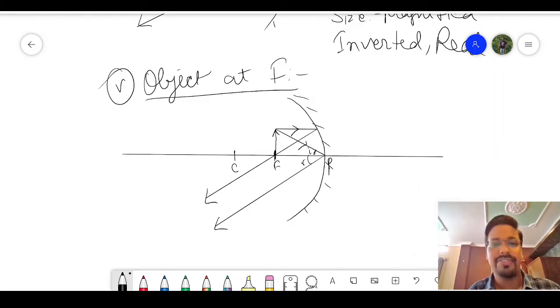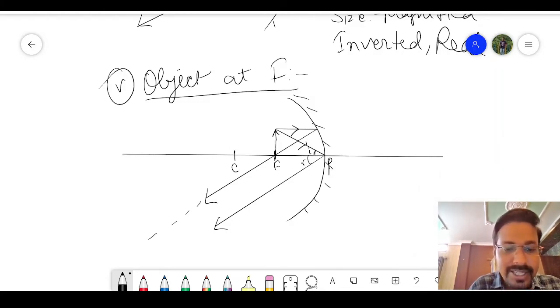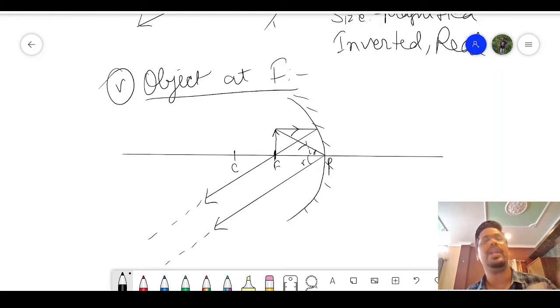Now look at the reflected rays. These reflected rays are parallel rays. So parallel rays will never meet, so it is assumed that these rays will meet at infinity. It is just the opposite of the first diagram. When the object was at infinity, the image was formed at focus. Now when the object is at focus, the image will be formed at infinity. See how it has become a cycle? It is just the opposite.